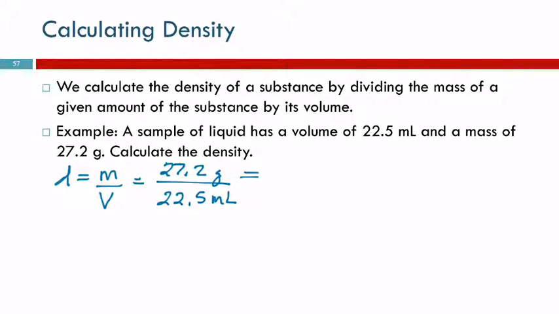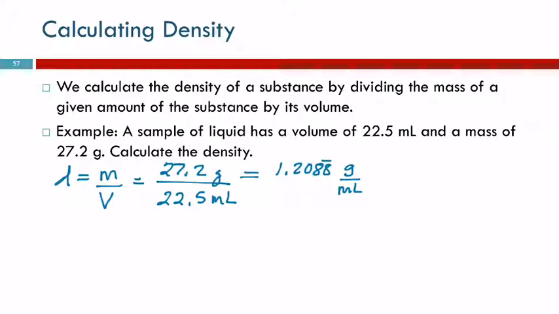Now I just divide them. 27.2 divided by 22.5. And my calculator gives me a big old long mess. 1.2088 repeating. Just keeps going and going. What happens to those units? Do they cancel out? No, they just sit there. Grams per milliliter.